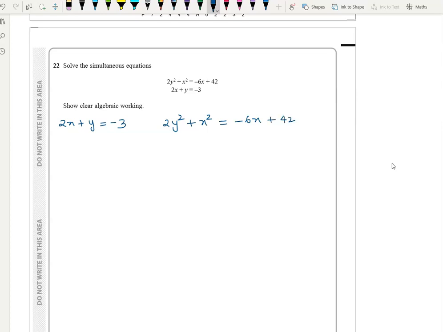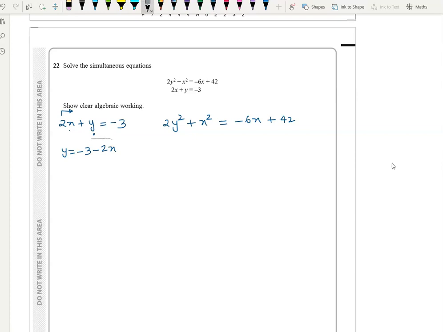So what we'll do is we'll try to find the value of y from first equation and substitute in the second. If you try to find value of x, you will get a fraction. Just to avoid that, we will find the value of y. So let's move 2x to the right. So you will get y equal to minus 3. When you move 2x to the right, it will become minus 2x.